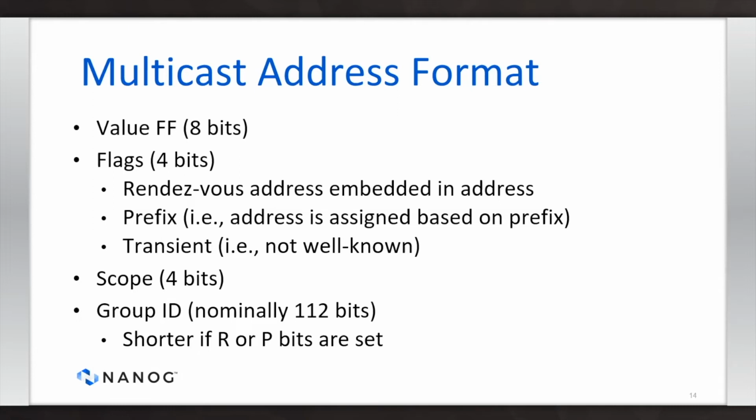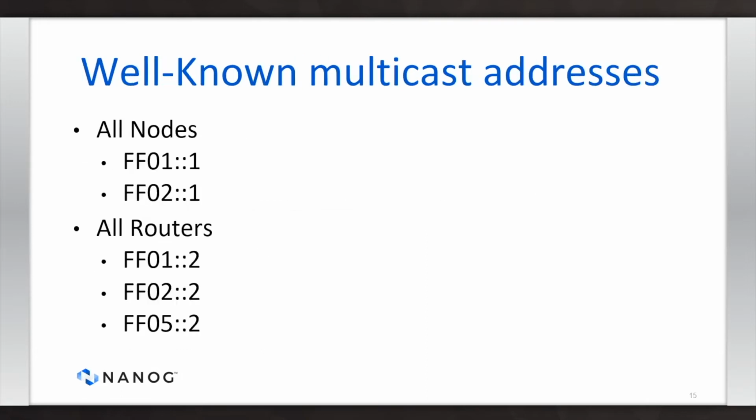One talks about rendezvous addresses being embedded in the address, how the prefix is assigned, transient. And we won't go into those in any great detail today because multicast is almost beyond the scope of this conversation. I just want you to know that there is a multicast address format. And we have some well-known multicast addresses, all nodes, all routers.